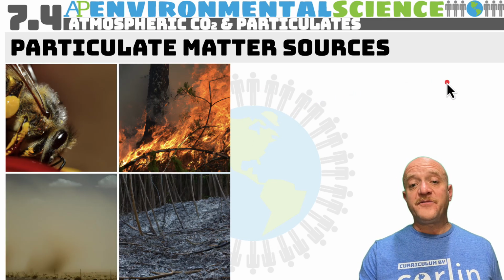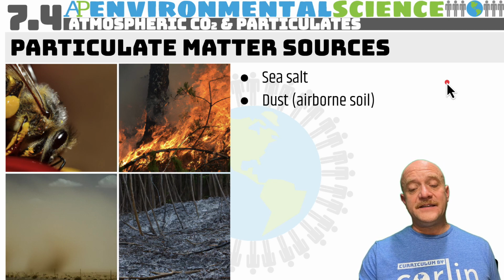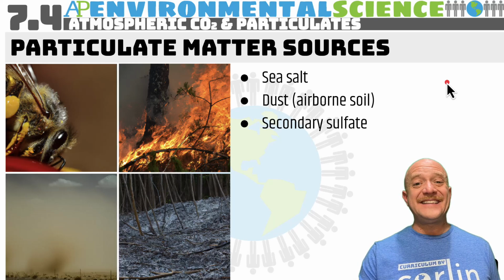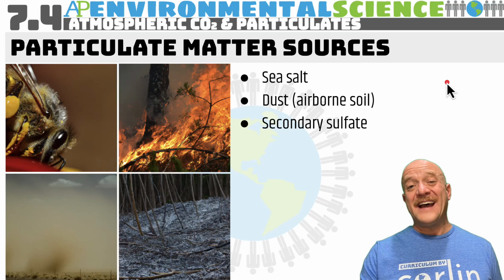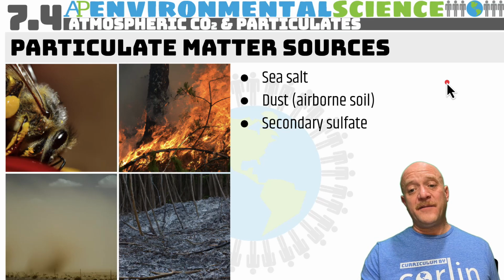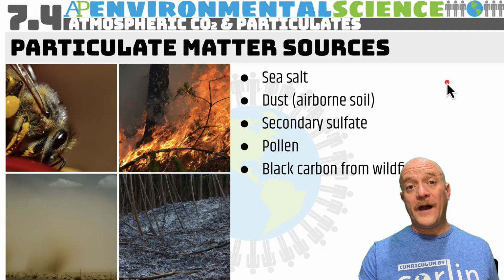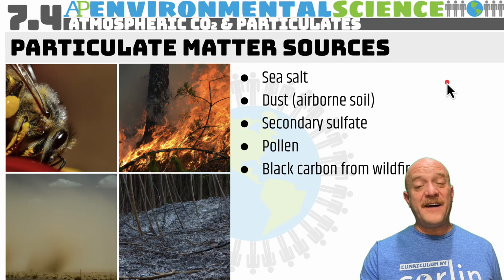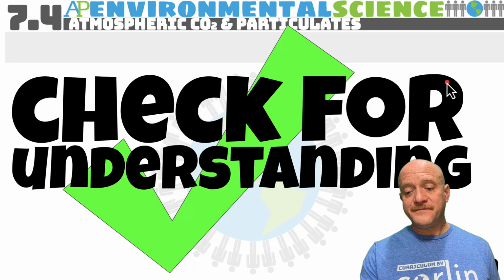Now, some sources of particulate matter: it can be found in sea salt, in dust, or airborne soil. It can be found as a secondary sulfate, like a solid form, in acid deposition, which we'll talk about. It can be found in pollen, in black carbon from wildfires, also found in soot. It can be found in volcanic ash.